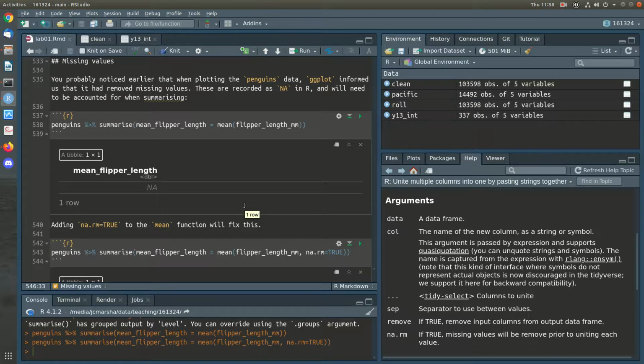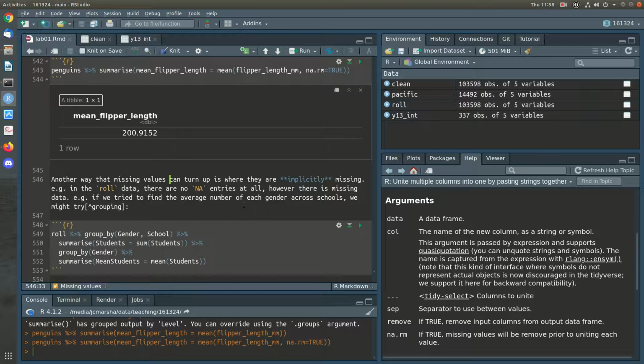But another way missing values can turn up is when they're implicitly missing, and that is when rows are missing completely from the data frame. And that happens in the roll data. We've got no NAs at all, but we do have missing data still because there are rows that are missing.